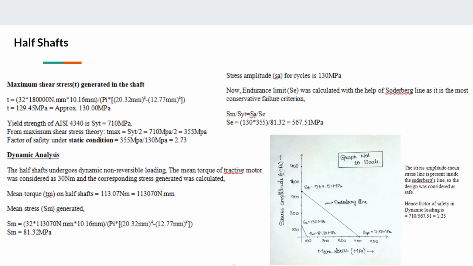Also, for the dynamic analysis, we had taken the mean torque on the shaft to be 113.07 Newton meters. Also, the stress amplitude for the cycle was 130 megapascal. Now, the endurance limit was calculated with the help of Soderberg lines, and it was the most conservative failure criterion. The stress amplitude mean stress line is present inside the Soderberg lines, so the design was considered as safe, as we can see in the figure. And also, the factor of safety in the dynamic loading was 1.25.